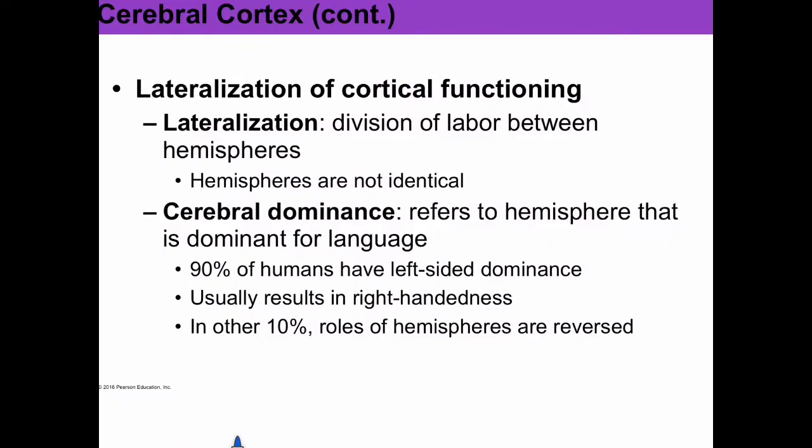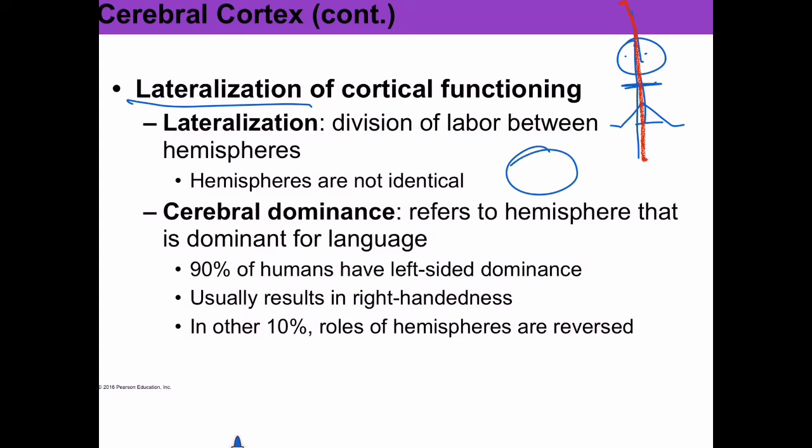So let's talk about the idea of lateralization. So we are symmetrically bilateral, right? So meaning that you can pretty much get a mirror image on either side.